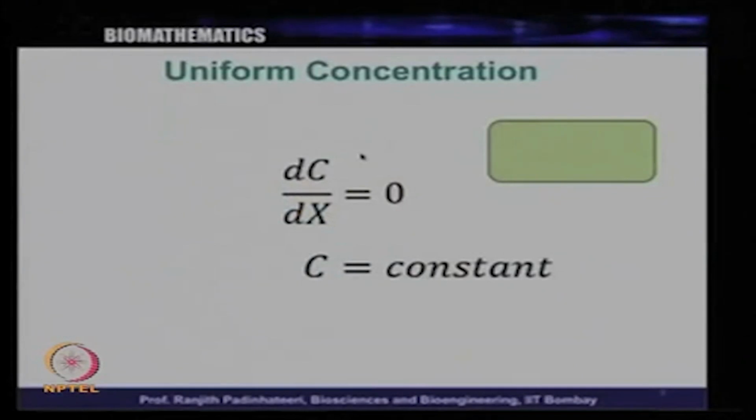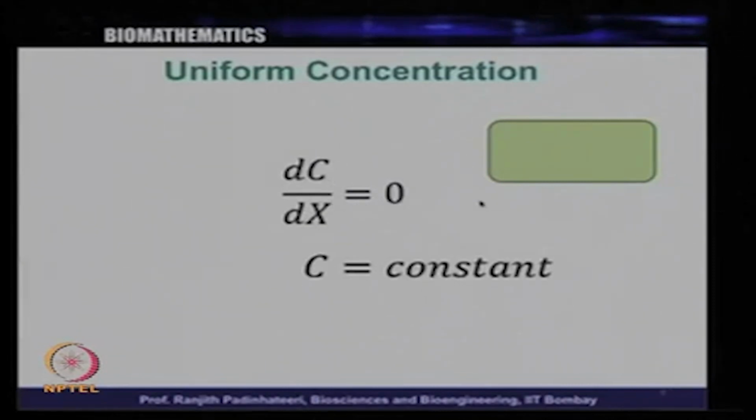Let us imagine a cell having uniform concentration of something. This green thing here is, let us say, some protein. It is almost uniform all over. If we want to make this statement mathematically, the way is what is written here. We can say that dc by dx is 0, that is, c does not change with x. Here x is this distance.